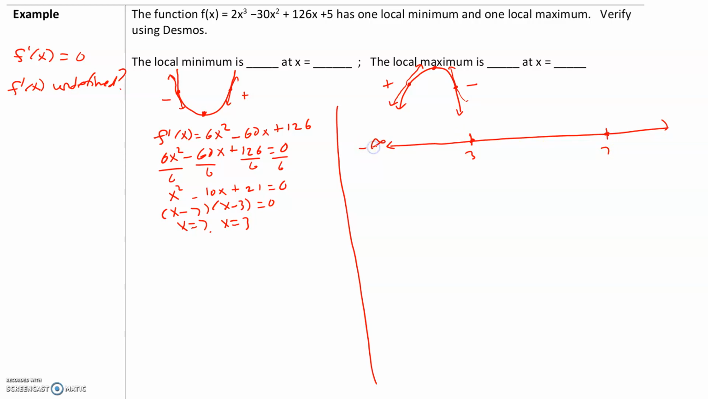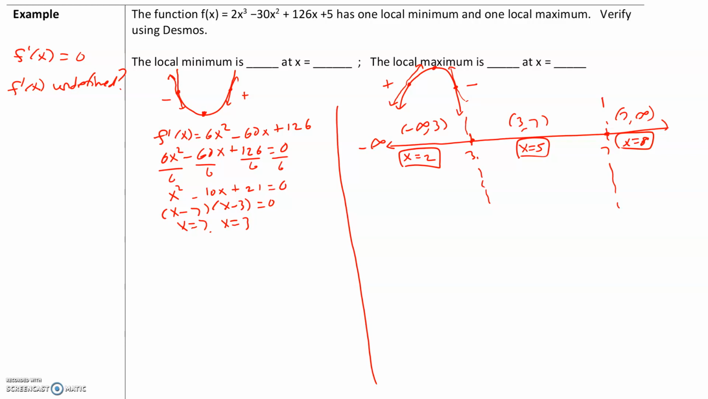First thing, I'm going to label the intervals. So this interval is negative infinity to 3. The second interval is from 3 to 7. And the third interval is from 7 to infinity. Let's pick a test point. So I can pick anything to the left of 3. For the sake of simplicity, I will pick x equals 2. In the middle, between 3 and 7, I can pick anything. I'm just going to pick x equals 5. And to the right of 7, I can pick anything. I'm just going to pick x equals 8. Okay, these are my 3 test points.